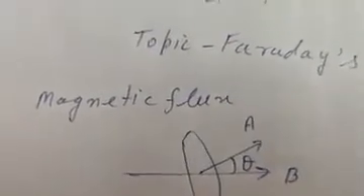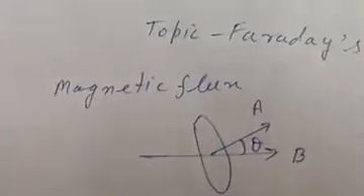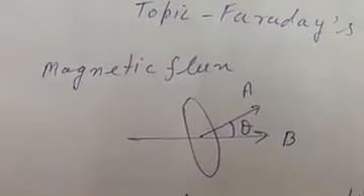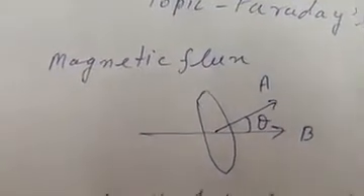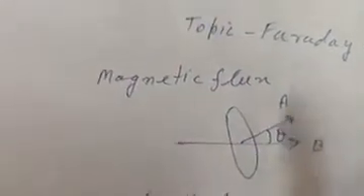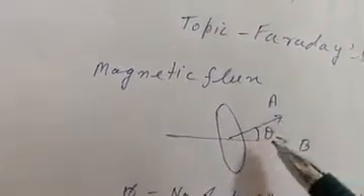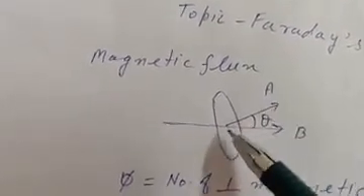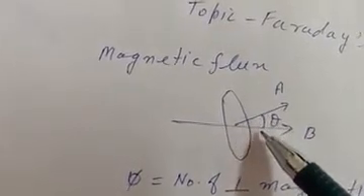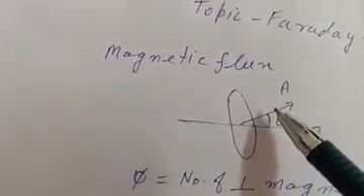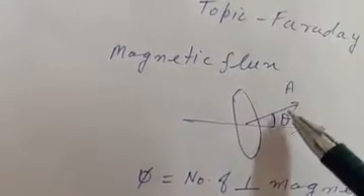Suppose the magnetic field is like this. B is representing the magnetic field. A is some area which is like this. Draw a perpendicular on this area, that will be the direction of A. So the angle between the area vector and the magnetic field vector is theta. So the component of A along B will be A cos theta.